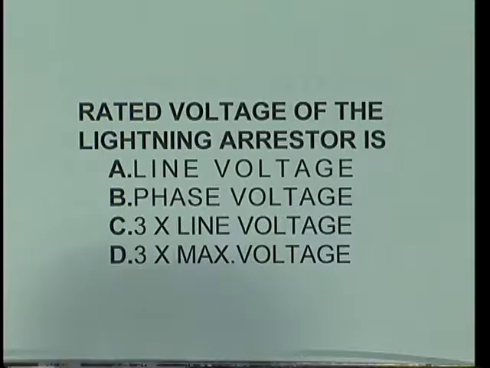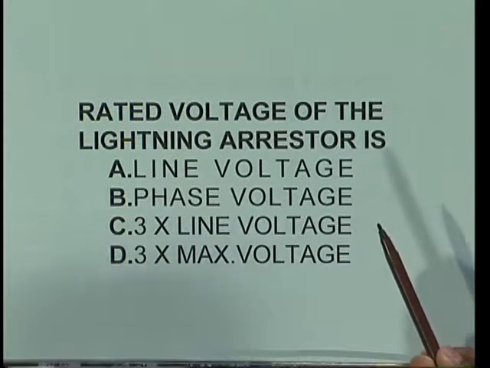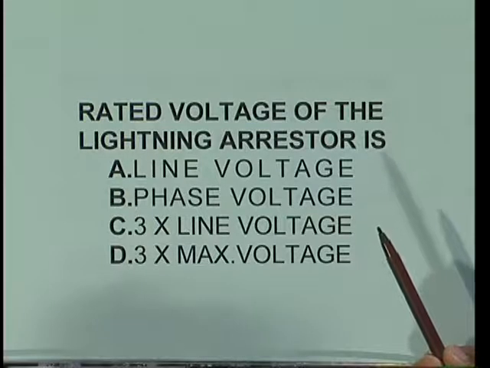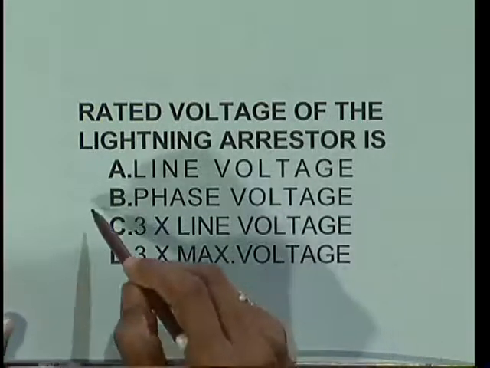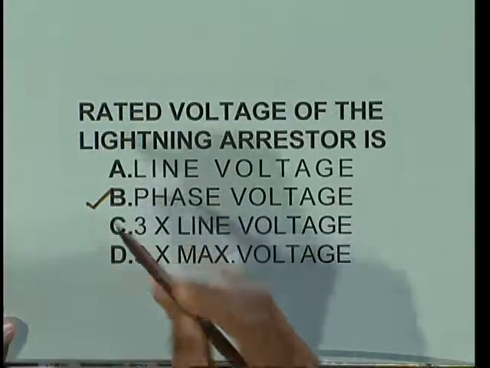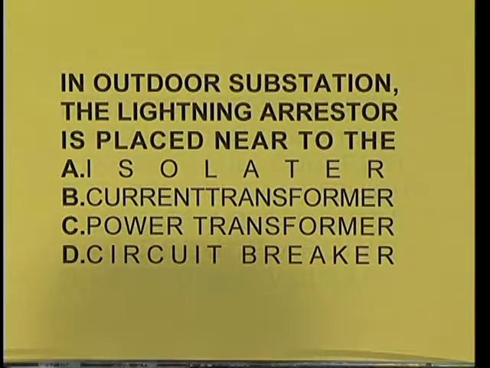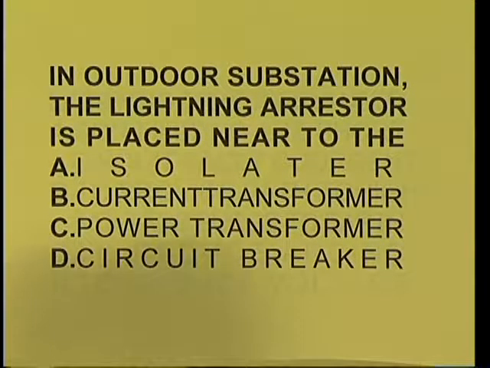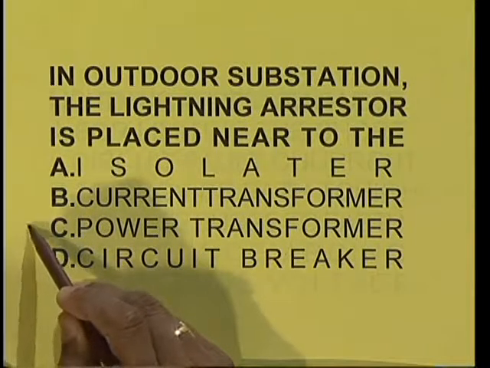So, rated voltage of the lightning arrestor is, since it is connected between line and earth, the correct answer is B, that is the phase voltage. Next one is: in an outdoor substation, the lightning arrestor is placed near to the isolator, current transformer, power transformer, circuit breaker. So the correct answer is power transformer.